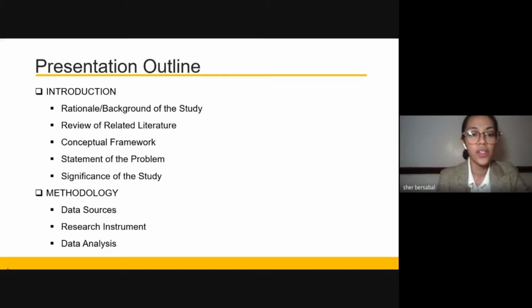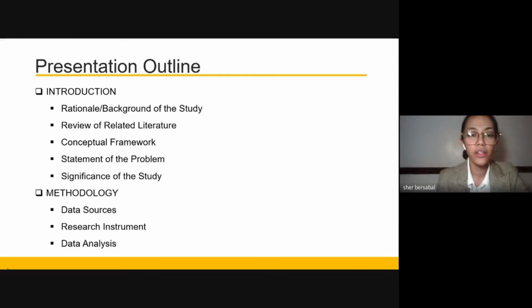Firstly, we are going to discuss the rationale or the background of the study. Second, we are going to present the review of related literature. Thirdly, the conceptual framework of the iron and steel making process of an integrated steel mill. Fourth, the statement of the problem, wherein we discuss the gap that the study aims to address, which includes the general and specific objectives of the study.